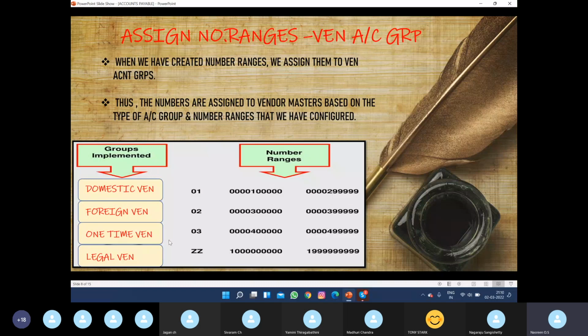We can also create many other groups. But for example, I have taken the groups such as domestic, foreign, one-time and legal. There are hundreds of groups which we can create as per the requirement of the client. And for every group, we have to assign a particular number range which does not overlap with one another. This was about assigning the number ranges to the vendor groups. So first we have created account groups, then we have created the number ranges, then we have assigned those account groups with the number ranges, which forms a link so that they can be assigned to the vendors.